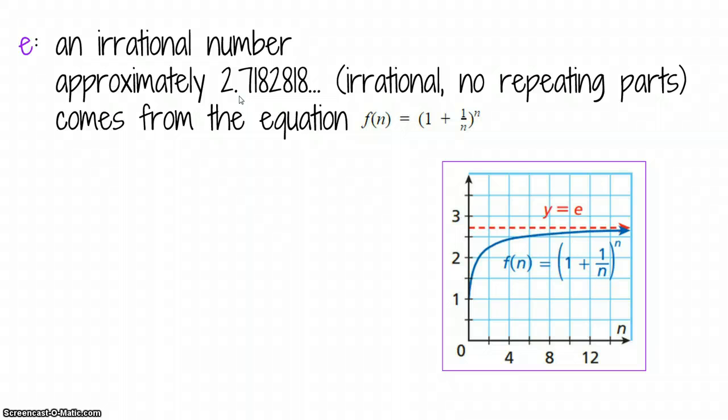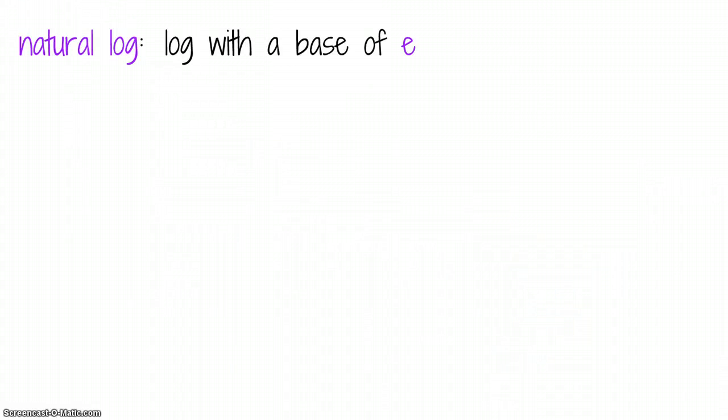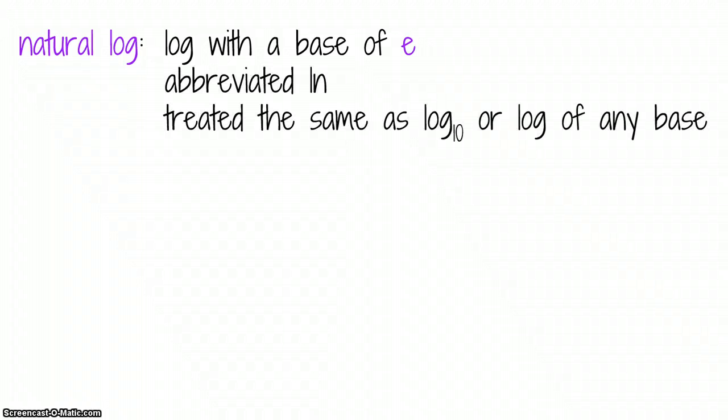Right? Now, with E being a number, it introduces the natural log. And the natural log is a log with a base of E. Right? We've dealt with logs. We've dealt with log base 10, which is the common log, which is the log we see when we see log on our calculator. And we've dealt with log of any other base, because sometimes we have bases we can just work with easily.